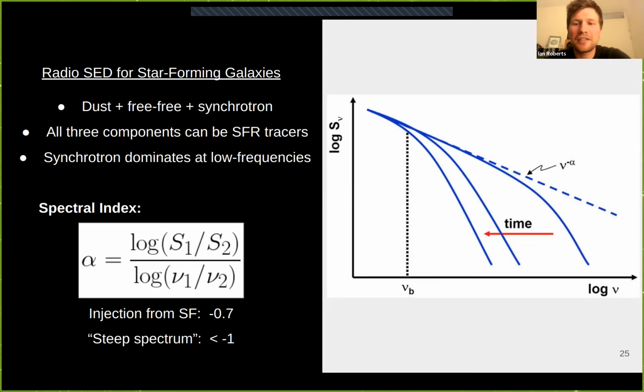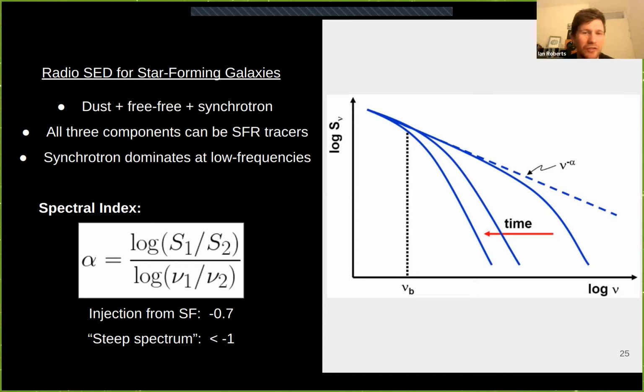So in a related sense, while the synchrotron spectrum may initially be a power law, and this is how it's modeled, over time, this won't necessarily remain the case. So that's what I'm showing on the right here. This dashed line, you can think of as your initial spectrum for just a population of cosmic rays that are giving off synchrotron emission.